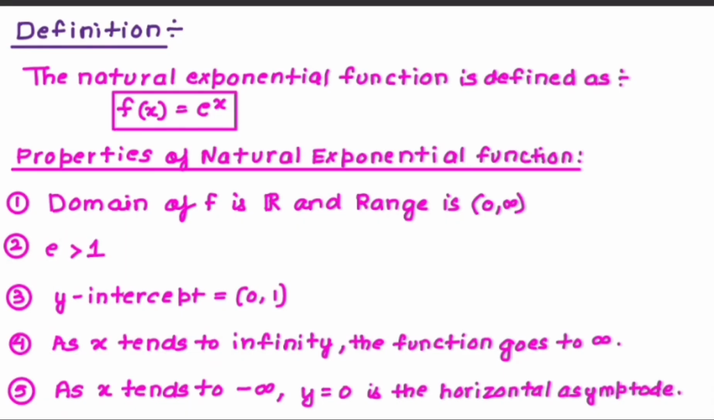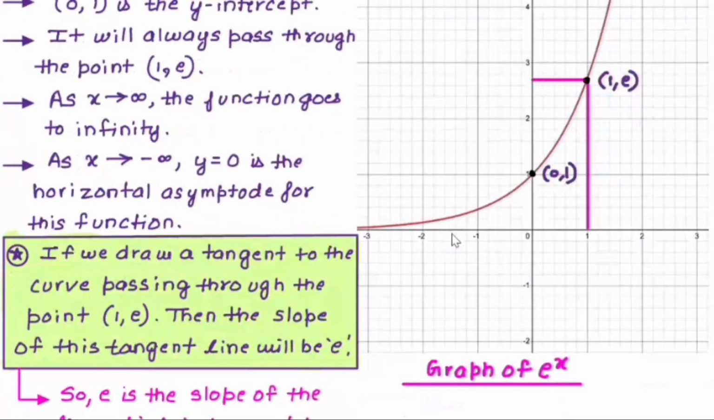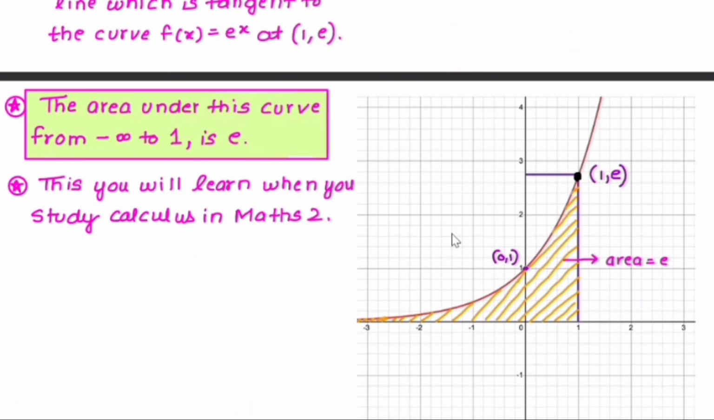So whenever you're defining a function with natural exponent, it is given as e raised to power x. Domain will be again any real number and range will be from 0 to infinity. e is definitely greater than 1, its value is 2.71, and y-intercept is again 0 to 1. As x tends to infinity, function goes to infinity. So these are very basic things, you can just go through it, not very important again. This is a graph of e raised to power x. Everything is already covered in the previous classes, so not going through these things.